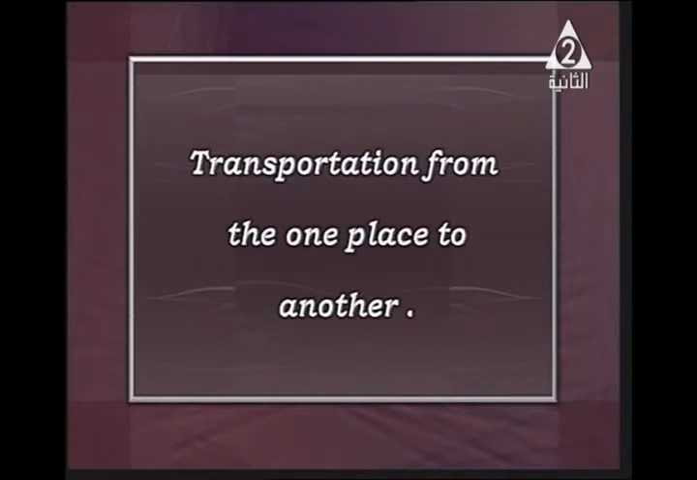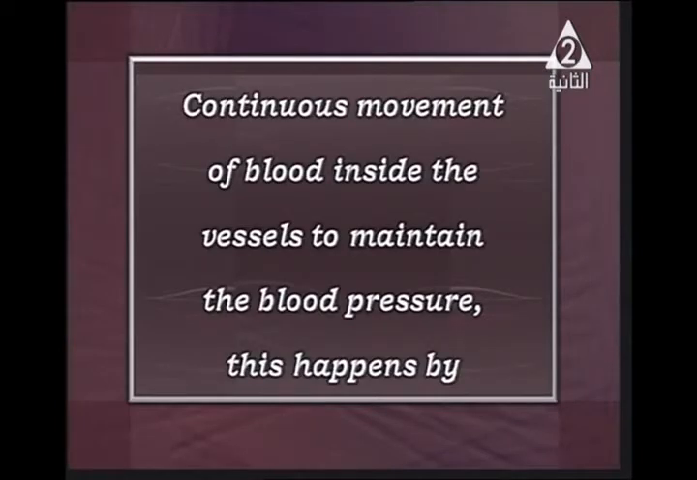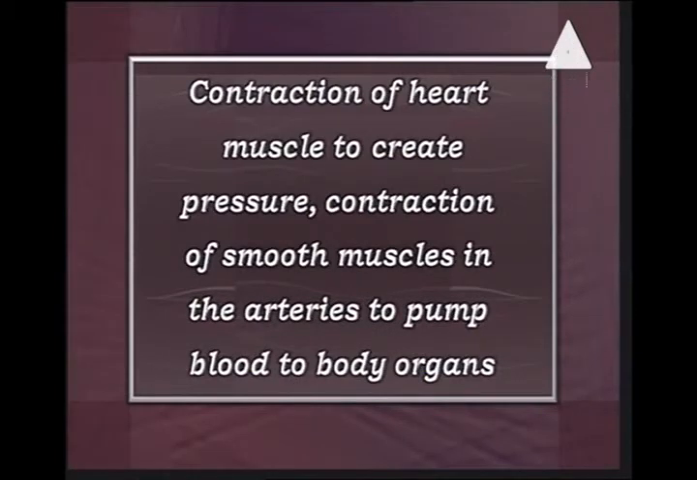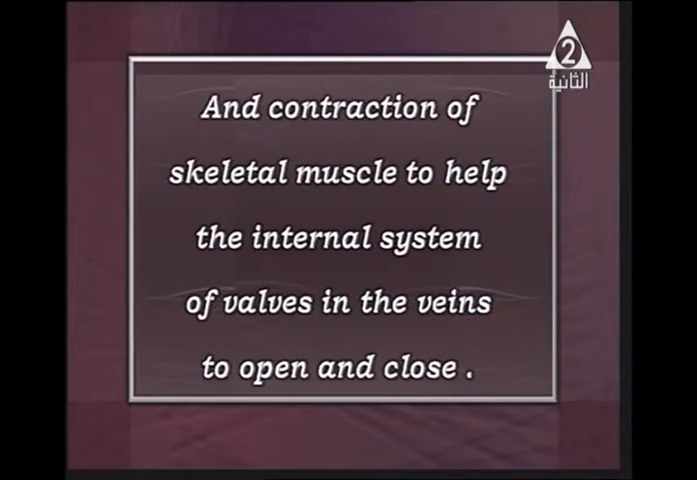We also have continuous movement, as we said, like cytoplasmic streaming, and also the continuous movement of blood inside your blood vessels, arteries and veins, to maintain the blood pressure. Actually this happens in two ways. Number one, contraction of some muscles in the arteries to create pressure and pump the blood to different body organs. And also contraction of the skeletal muscles to help the internal system of valves in the veins to open and close in a successive and appropriate way.